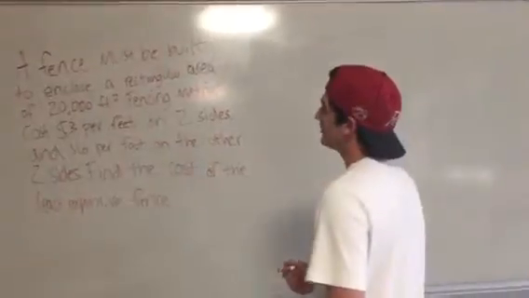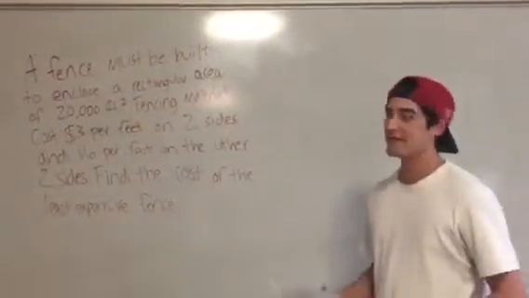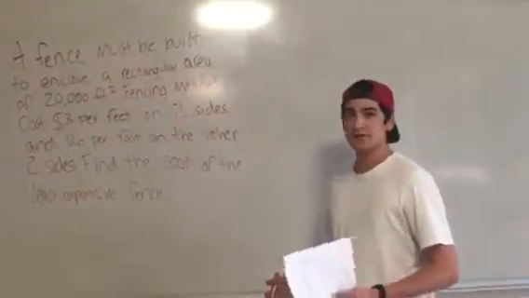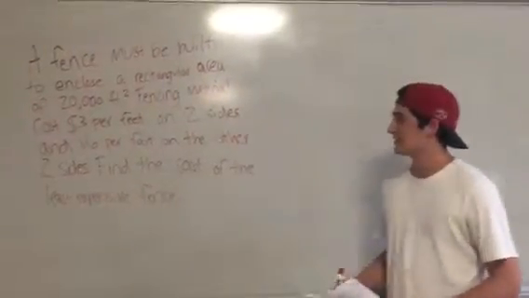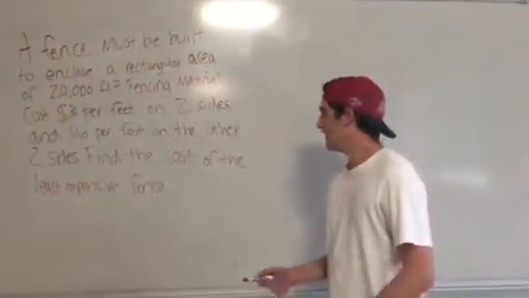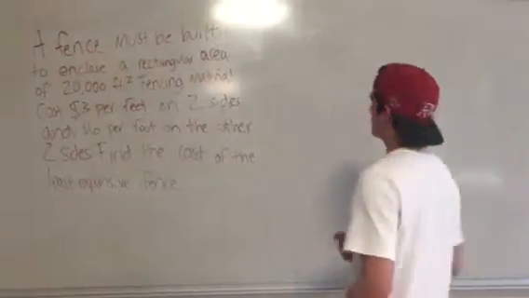A fence must be built to enclose a rectangular area of 20,000 feet squared. Fencing material costs $3 per foot on two sides and $6 per foot on the other two sides. Find the cost of the least expensive fence.